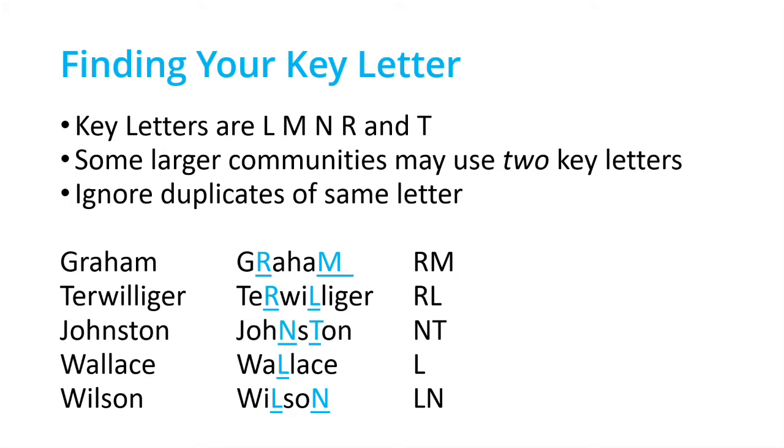The surname Graham. If it was a chart that was only using single key letters, for Graham, the key letter would just be R. But if we're looking at a larger community like Allegheny County, where it might be broken down with 2 key letters, for Graham, it would be RM. For the name Terwilliger, RL. For Johnston, NT. Wallace, the only letters in Wallace that count for key letters are the double L, but because we ignore duplicates, Wallace is just in section L by itself. And Wilson, LN. I hope having the key letters highlighted in the names here helps you understand how you just skim across and look for those letters.